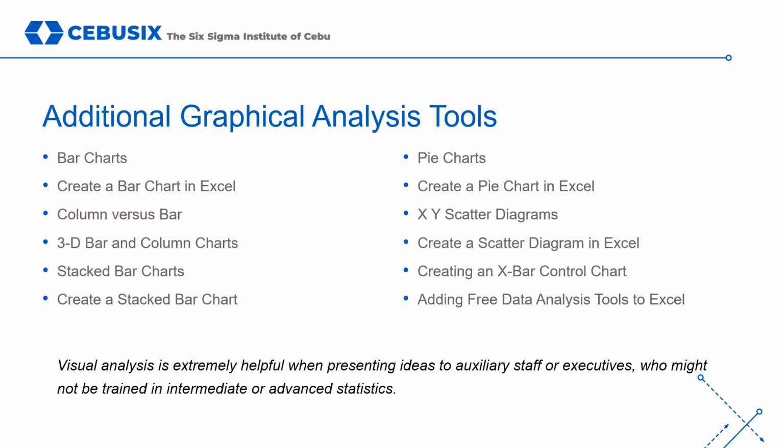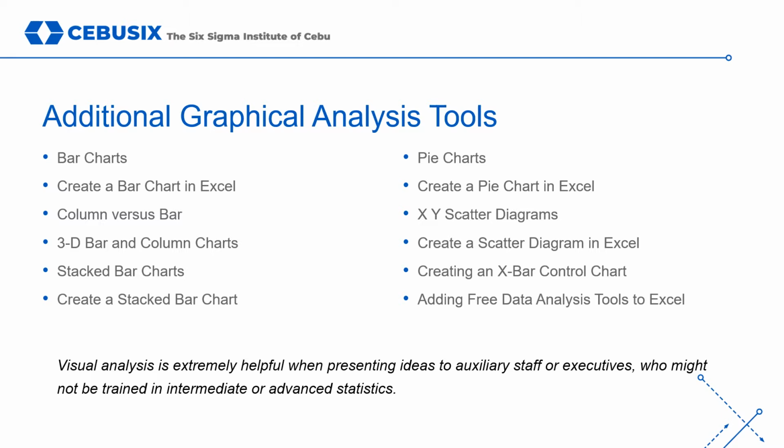Graphical analysis is a critical part of the Six Sigma approach. Whenever data or ideas can be displayed in a visual format, obvious data trends can be quickly identified and communicated. Visual analysis is extremely helpful when presenting ideas to auxiliary staff or executives who might not be trained in intermediate or advanced statistics. The Black Belt or other Six Sigma experts have the ability to tell the same story that statistics tell, but in a format that can be understood by anyone.